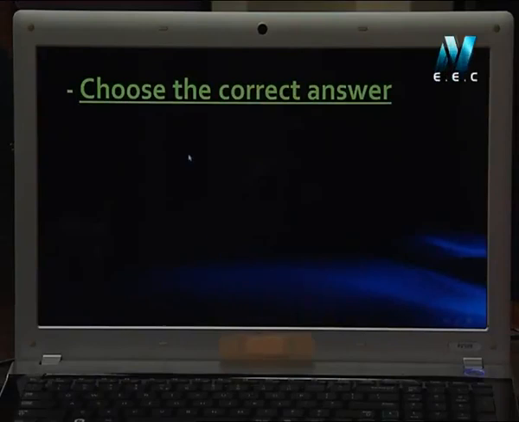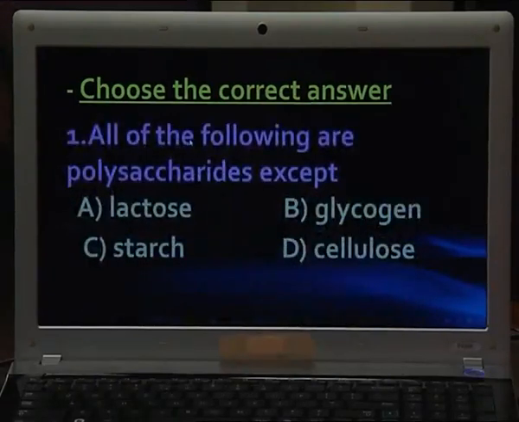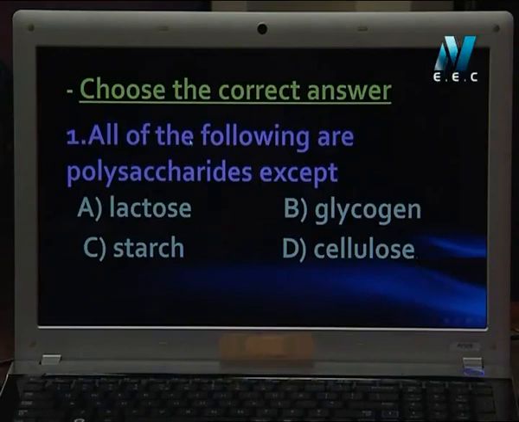Choose the correct answer. All of the following are polysaccharides except, do you remember polysaccharides has many sugar: lactose, starch, glycogen and cellulose.